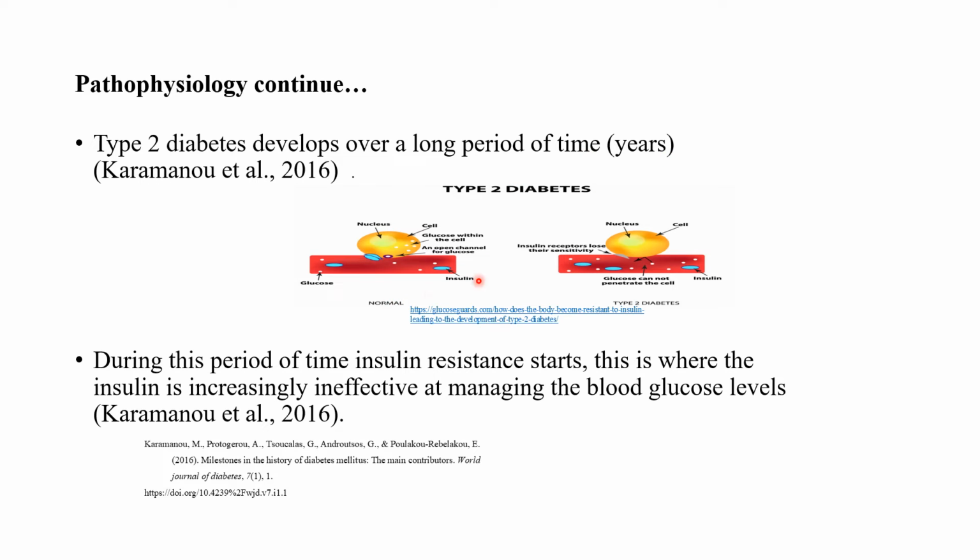Now just look at the picture here. So we have a normal individual with the insulin and glucose. When we have extra glucose in the blood, the insulin will be produced, and the insulin receptors are like an open channel for glucose to move into the cells.